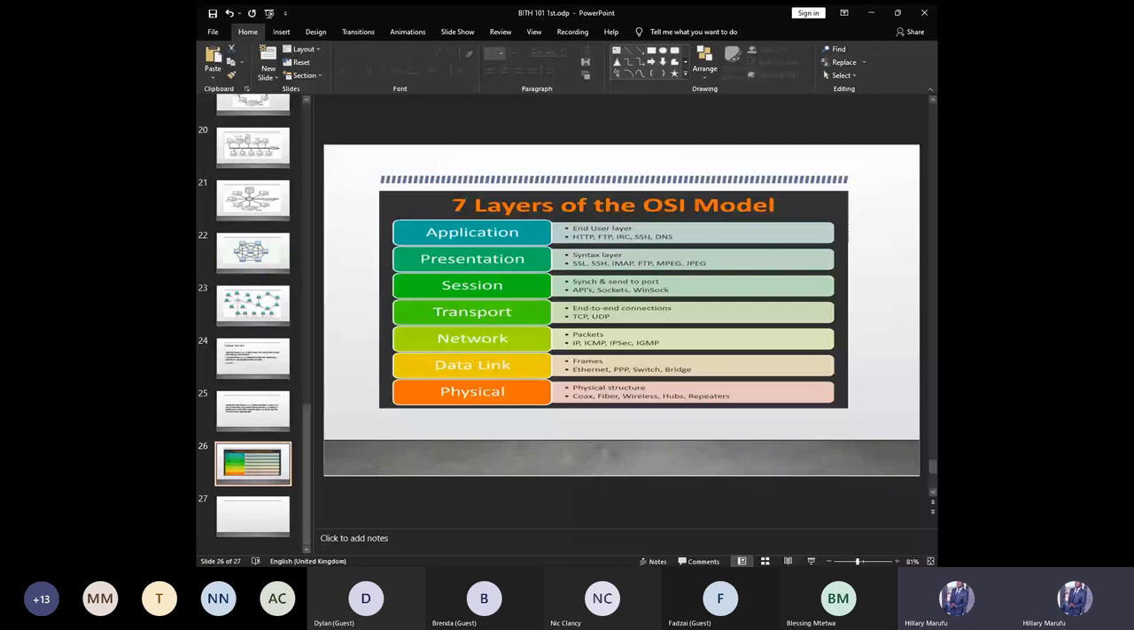So this is the simplest possible way I can explain these seven layers. But bear in mind, there have been books written about these seven layers. So for now, all you need to know is what each layer is and roughly what each layer does. Because if we try to dive deep into it, I swear we will not be able to finish.